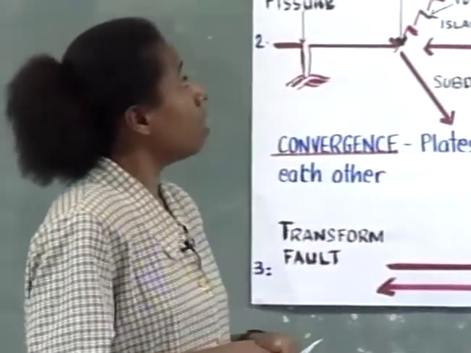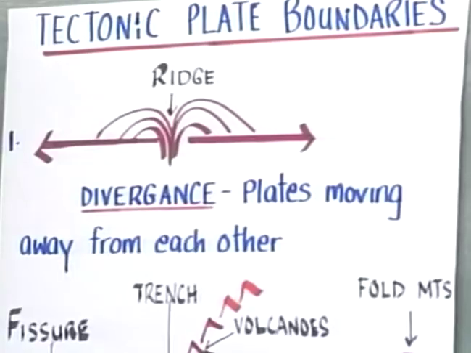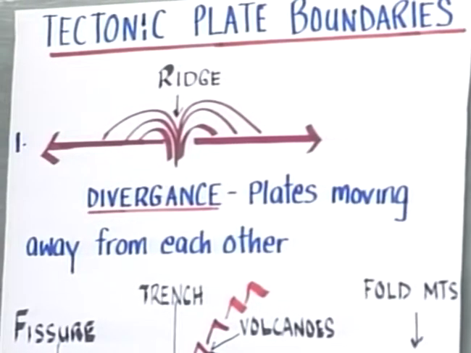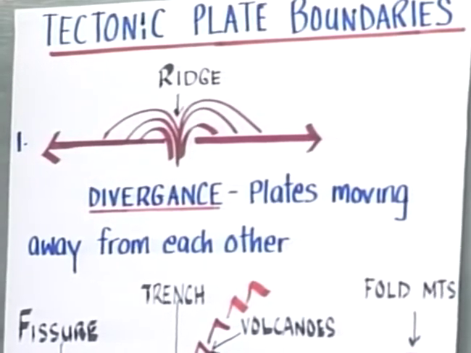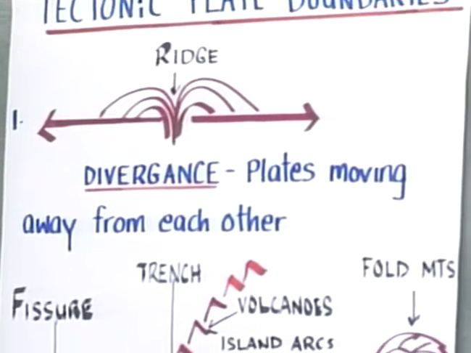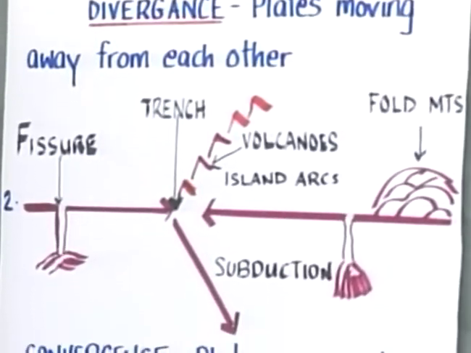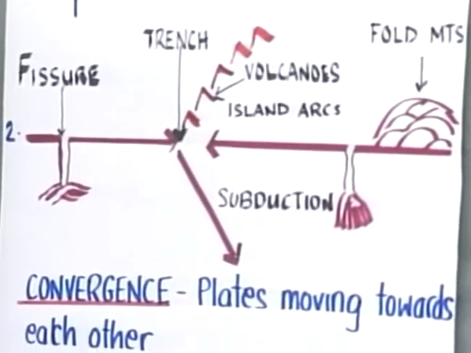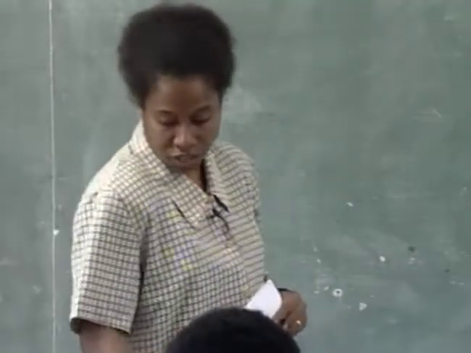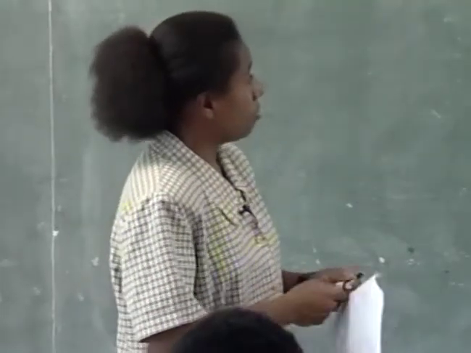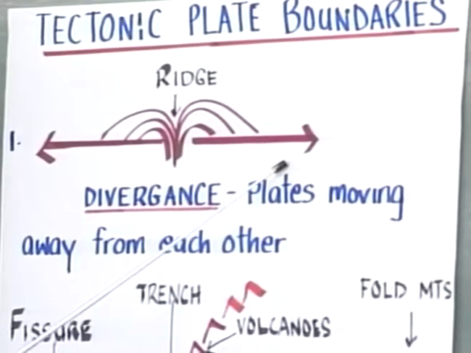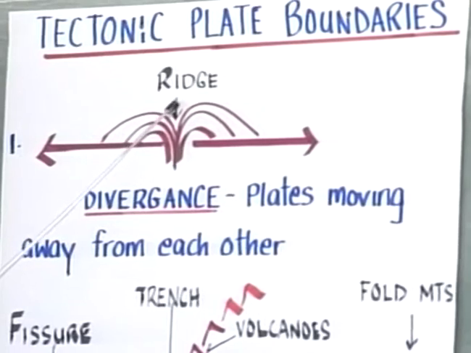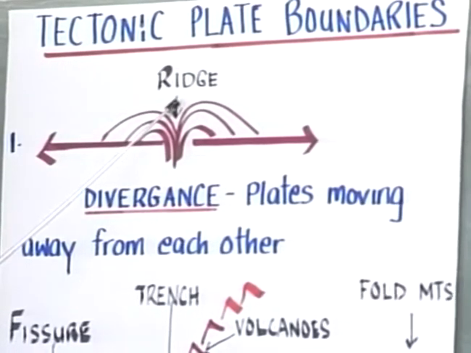We also looked at the fact that when plates move together, when they move away from each other, or when they slide past each other, different features are actually created. So if we can recap and revise on those different features, then we're going to look at, first of all, divergence of plates. When plates diverge, they move away from each other, and a ridge is the main feature which is actually formed.